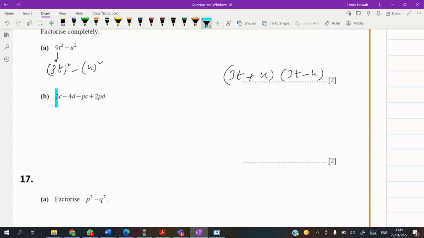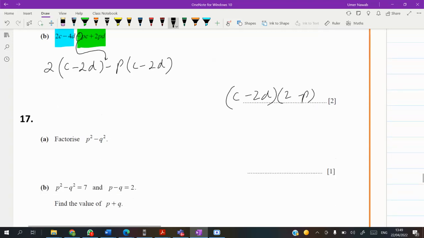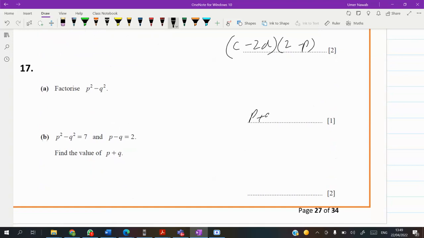Next, grouping. We have 2 common. So c minus 2d, where we have minus minus. So p is common, so c minus 2d. So c minus 2d and 2 minus p. It is p plus q and p minus q.